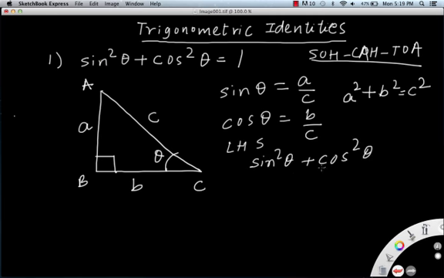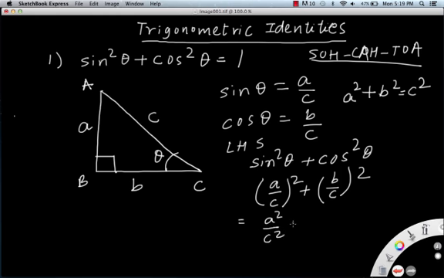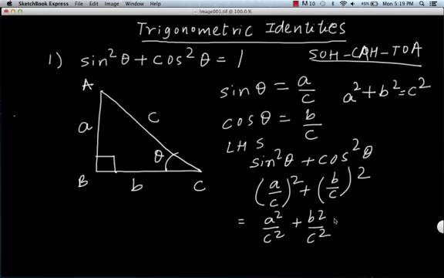We'll start with the LHS, which is sine square theta plus cos square theta. Now let's substitute the values of sine theta and cos theta in this. We know that sine theta is a by c and it is squared, so we'll say whole square, plus cos theta is b by c whole square. If you simplify this, it's a square by c square plus b square by c square, which is equal to a square plus b square by c square.